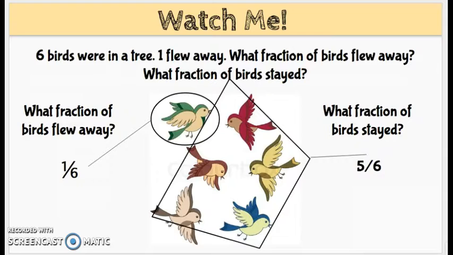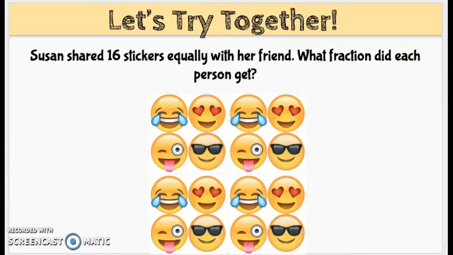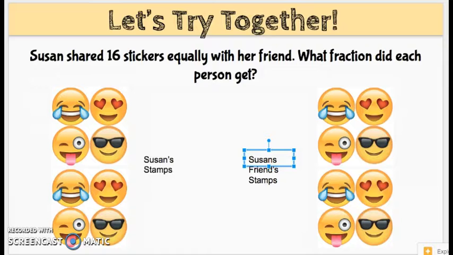So if you can clear off your whiteboards right now and make sure that you are ready for the next problem. This next one: Susan shared 16 stickers equally with her friend. What fraction did each person get? So it's just Susan and her one other friend. So that means it's a total of 2 people. Here I have taken those 16 stamps, I split them up into 2 groups of 8, because remember 8 is half of 16. So Susan gets 1/2, which is 8, and her friend gets the other half, which is also 8.